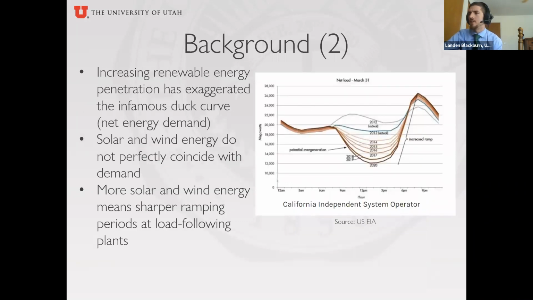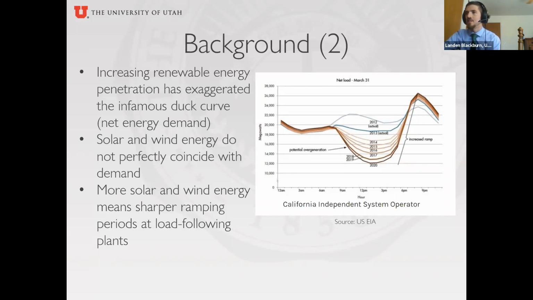This is what we call the infamous duck curve, from the same source. This was several years out in California. The duck curve is a net energy demand profile. Once you've taken the amount of energy that needs to be generated and subtracted away all the renewables, what you're left with is a graph of how much you need to produce with the non-renewables in order to balance the grid.